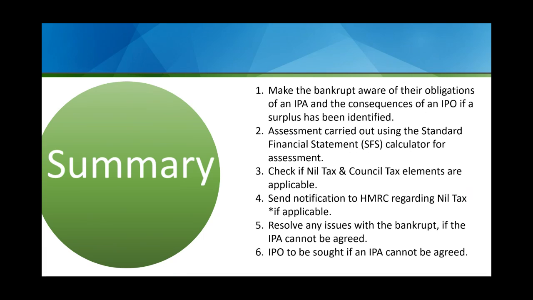So, a quick summary. We make the bankrupt aware of the obligations of an IPO, of an IPA and the consequences of an IPO if a surplus has been identified. Assessment is carried out using the standard financial statement calculator. We check if nil tax and council tax elements are applicable. We send notification to HMRC regarding nil tax, so it can be applied to the tax code. Resolve any issues with the bankrupt if an IPA cannot be agreed. Finally, an IPO is to be sought if an IPA cannot be agreed.